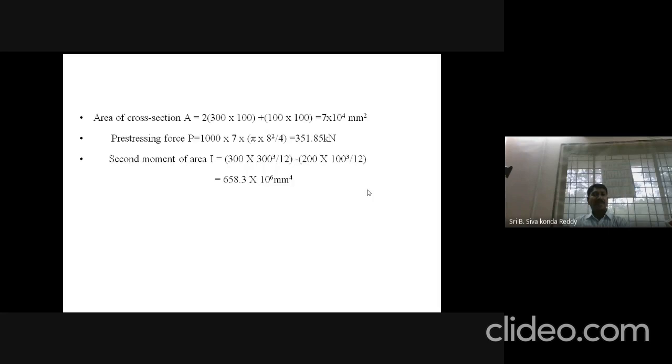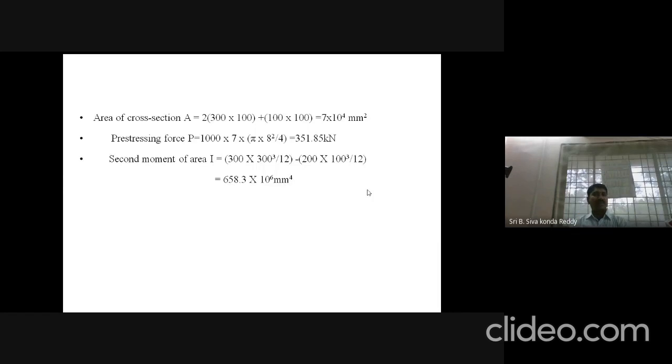The pre-stressing force is given as 7 numbers of 8 mm dia wires at 1000 megapascal. You getting? Yes, sir. 7 cables of 8 mm dia, stressed to 1000 megapascal. So the total pre-stressing force applied on the cross section is 351.85 kilonewton.